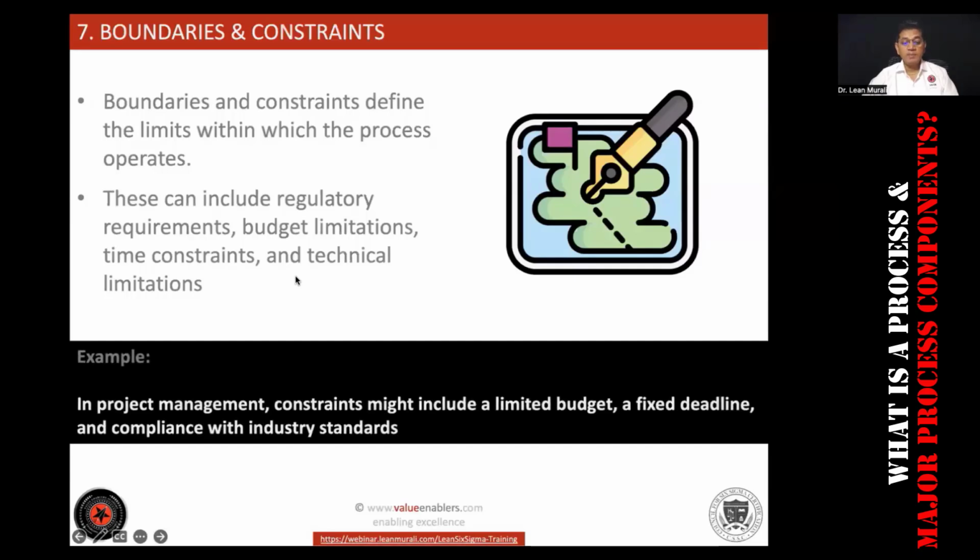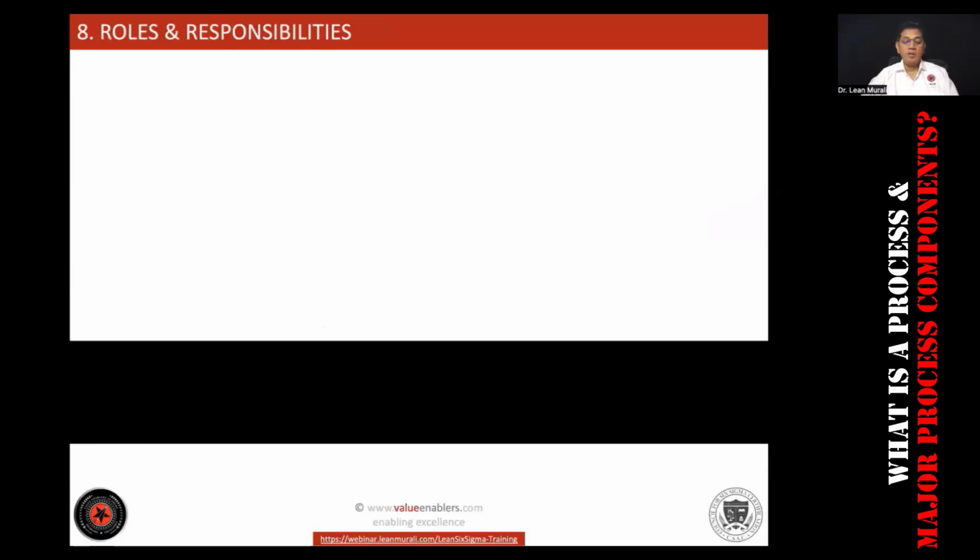Example, in project management, it might include limited budget, fixed deadlines, compliance with industry standards, etc. So boundaries and constraints are very, very important.